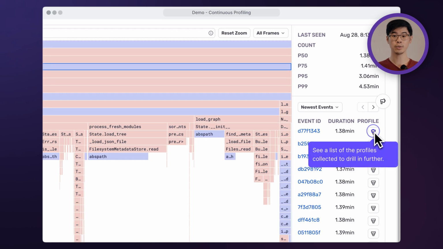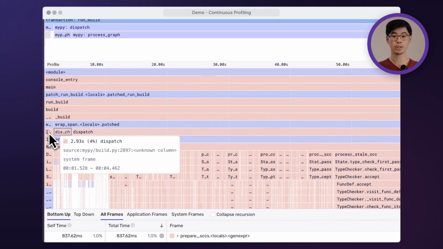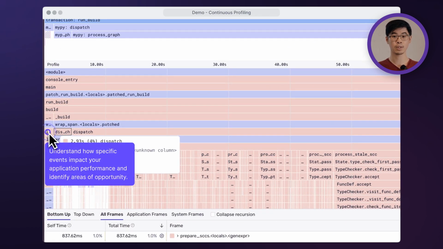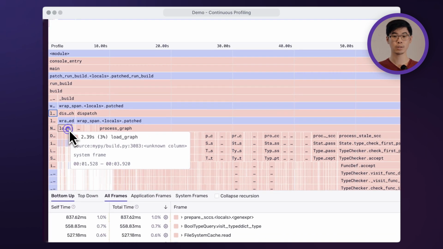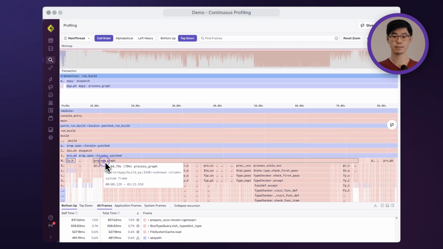You can also click into the event to see the full profile collected to analyze your application. Here, we can see MyPy is broken up into a few main stages. 1. Loading the plugins. 2. Loading the dependency graph. And 3. Processing the graph.